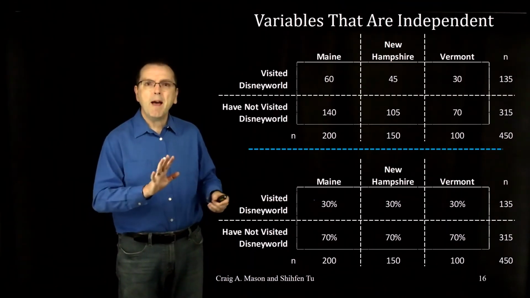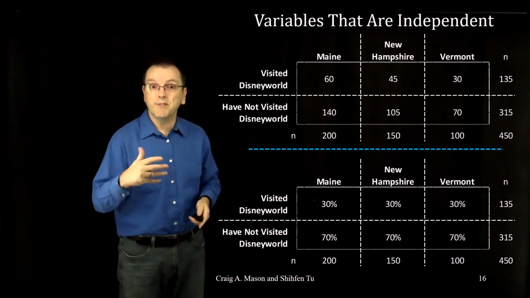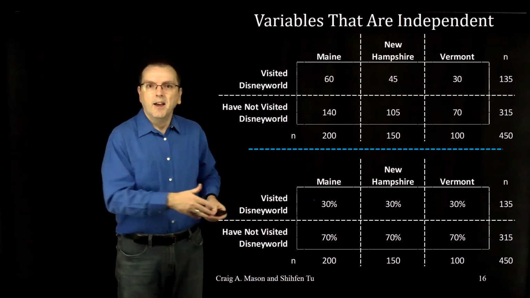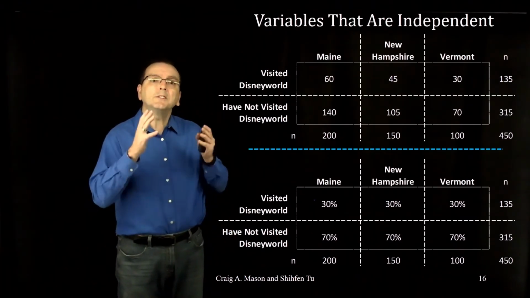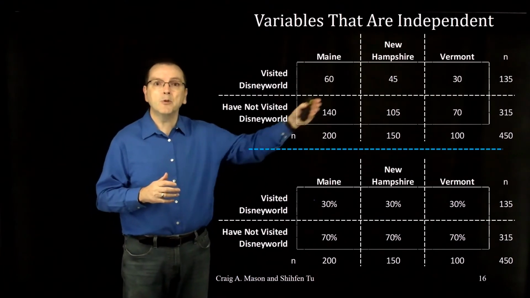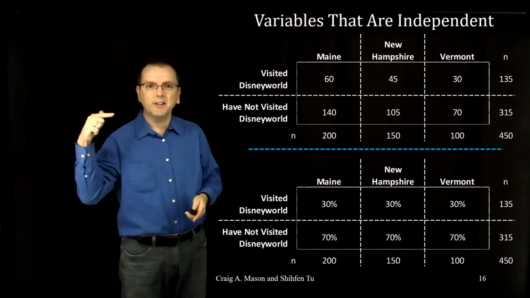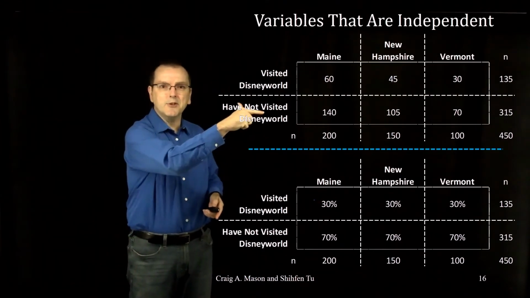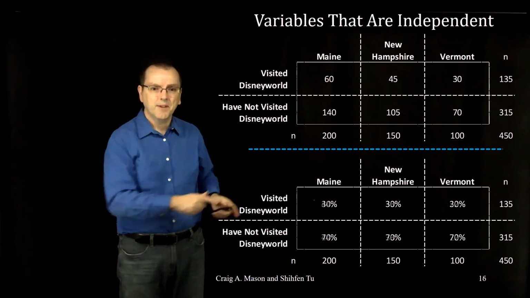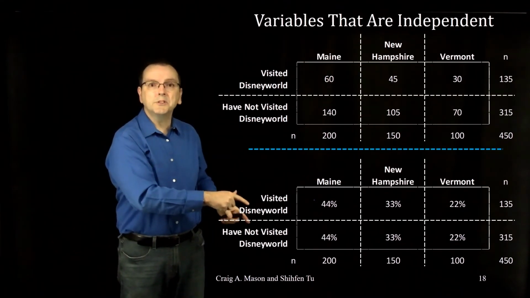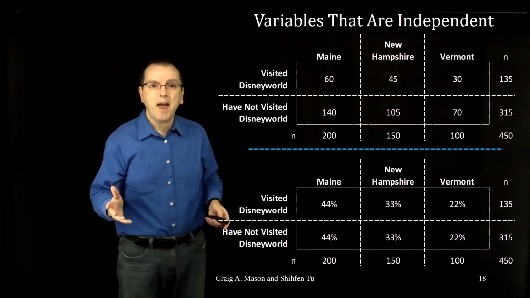Now, what about looking at this based on whether or not someone has visited Disney? Of the people who have or have not visited Disney, what's the percentage from Maine, New Hampshire, or Vermont? In other words, let's look at the percentages across each row instead of down each column. All right? So here are those percentages. Notice it's the same pattern.